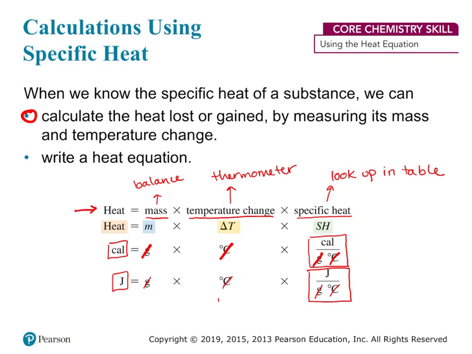All right. Now, also notice that we can use symbols instead of words to represent this equation. So heat, we could say, is equal to m, which represents mass, and then delta T, where the delta means change. So let's write that off to the side. So delta T, change in temperature, and then SH for specific heat.